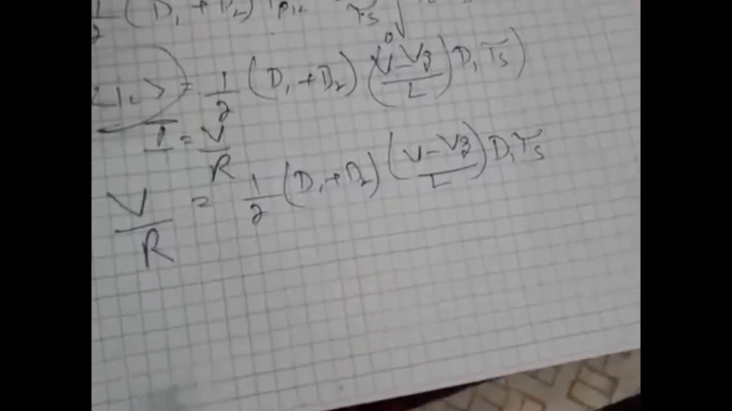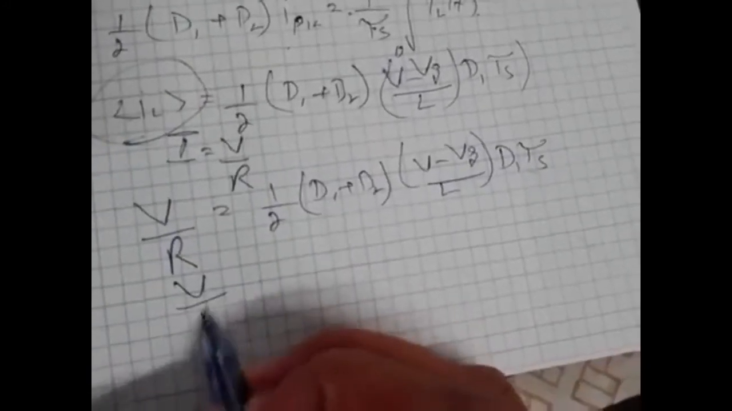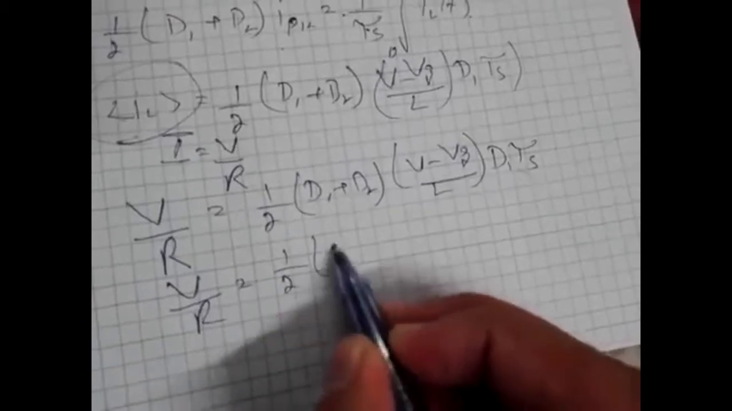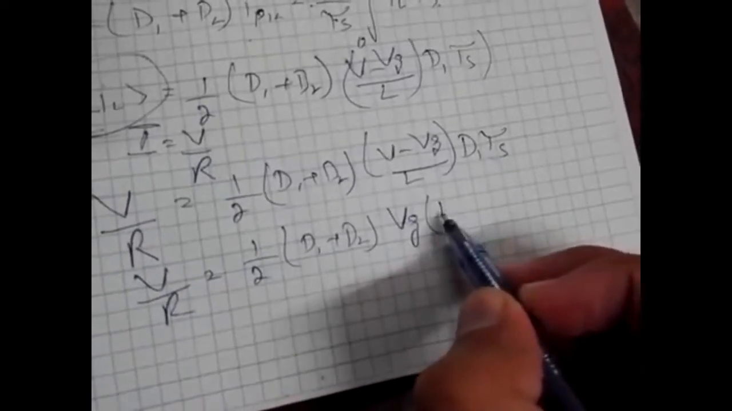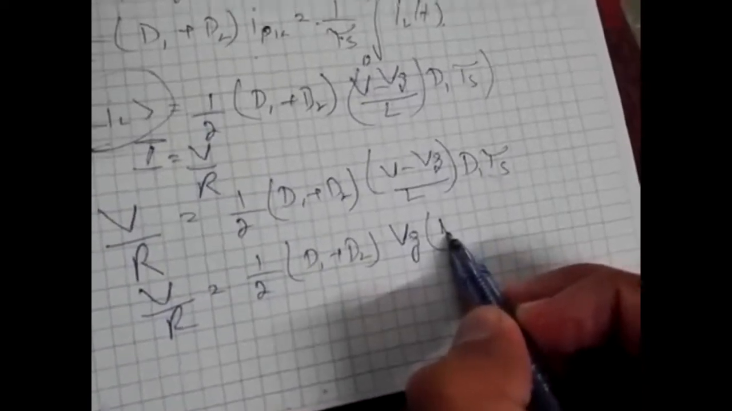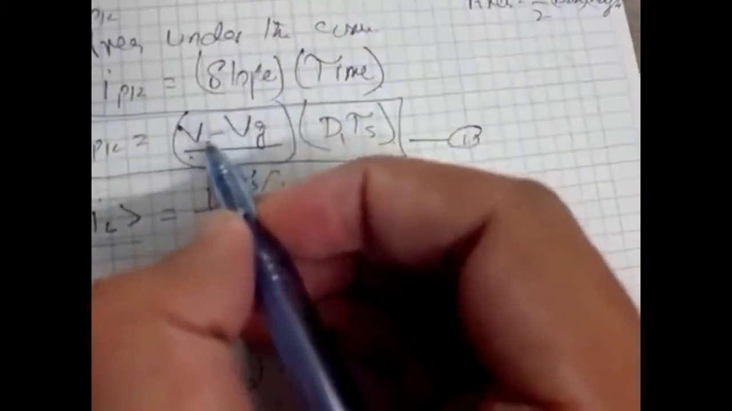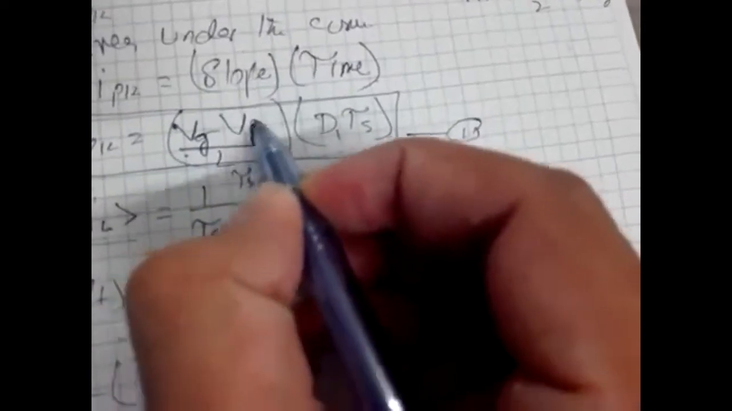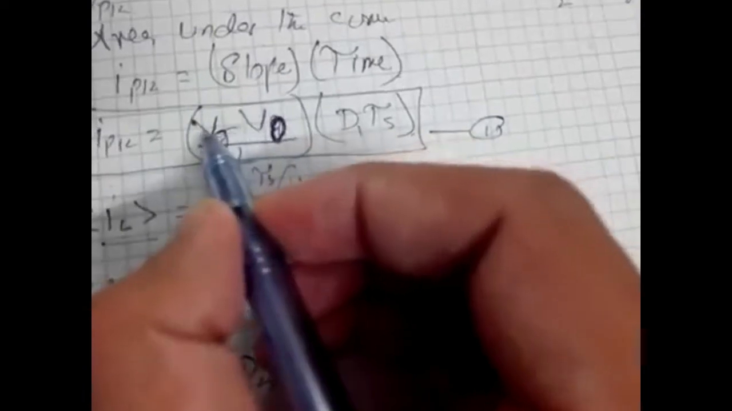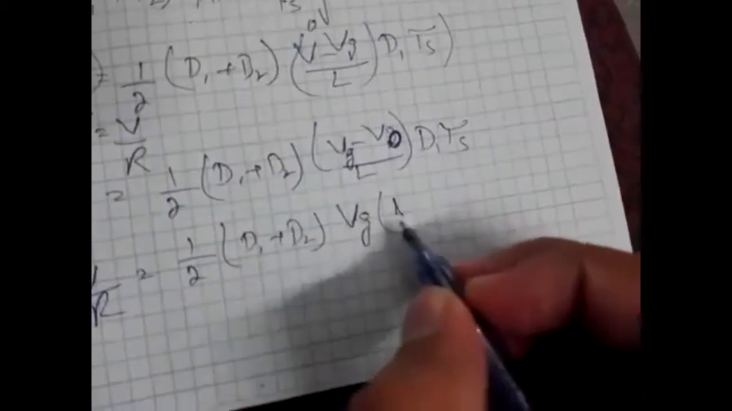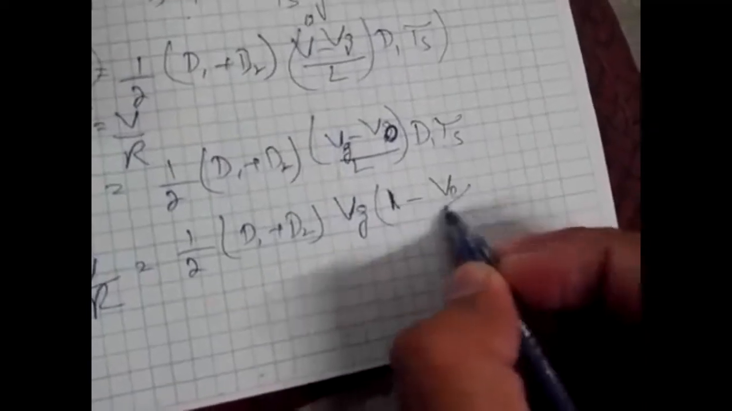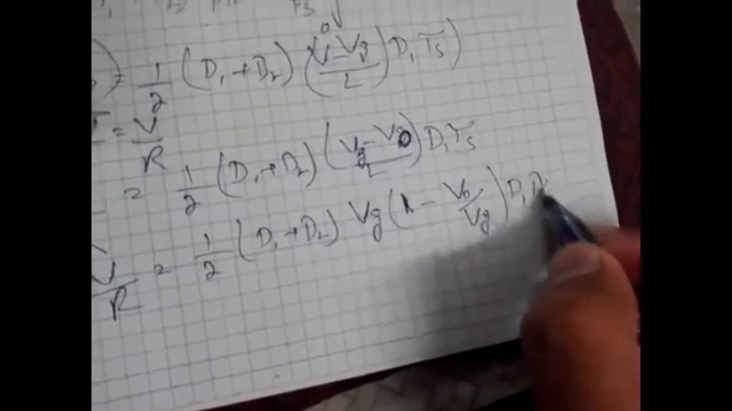So now simplifying it, d2 Vg, take common Vg. Here again we make a mistake, and that mistake is this: it is Vg minus V0, because it is a buck converter, and in a buck converter the input voltage is higher than the output voltage. So it becomes equal to Vg minus V0, so it becomes 1 minus V0 by Vg, d1 Ts.